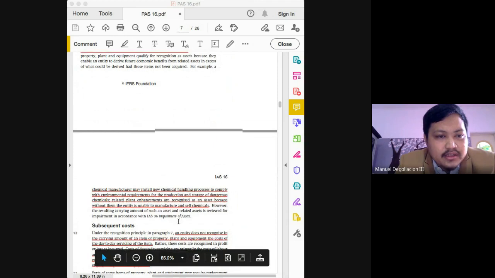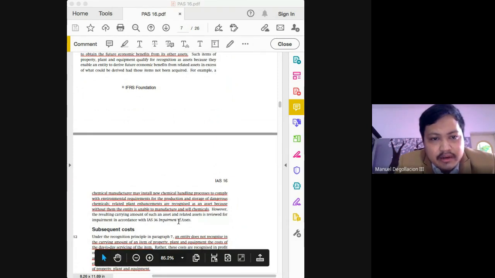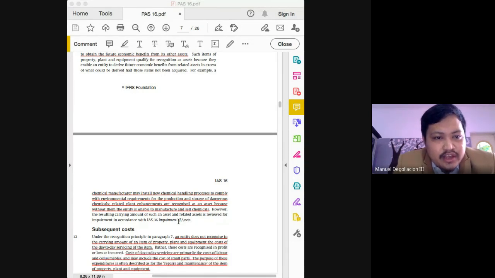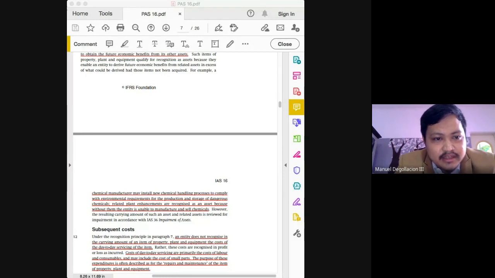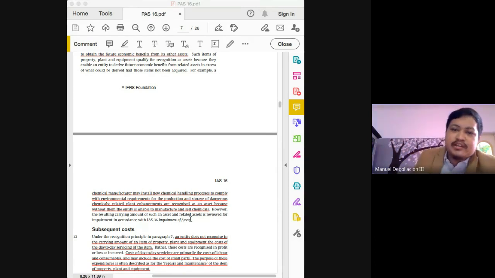There's an example here, class. A chemical manufacturer may install new chemical handling processes to comply with environmental requirements for the production and storage of dangerous chemicals. The related plant enhancements are recognized as an asset because without them, the entity is unable to manufacture and sell chemicals. So it's very common, class, that if you have to incur additional cost to comply with regulation in order for you to be able to operate, then obviously that will be considered as a necessary cost and therefore part of the cost of the asset.